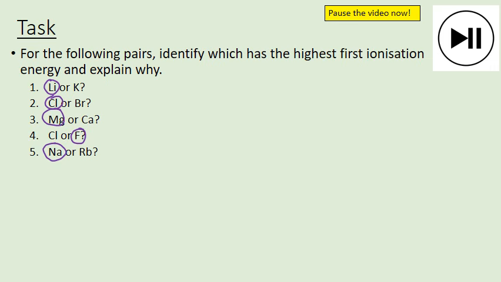So just be careful, because this question was looking for the highest first ionization energy. The exam question could ask you for the lowest first ionization energy. It's the exact same argument, but obviously your answer would be the other ones, and your explanation would be that it has a bigger radius and more shielding, therefore weaker attraction. So it's the same argument, but just be careful on highest or lowest.